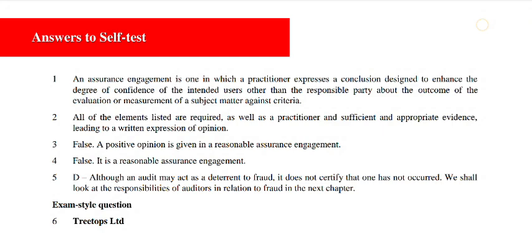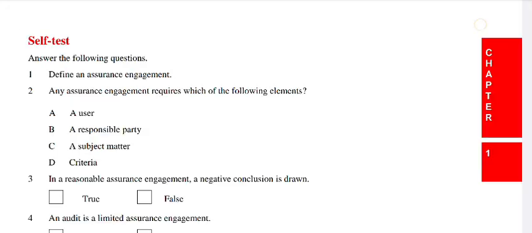Self-test. Answer the following questions. 1. Define an assurance engagement. Answer to self-test 1. An assurance engagement is one in which a practitioner expresses a conclusion designed to enhance the degree of confidence of the intended users other than the responsible party about the outcome of the evaluation or measurement of a subject matter against criteria.